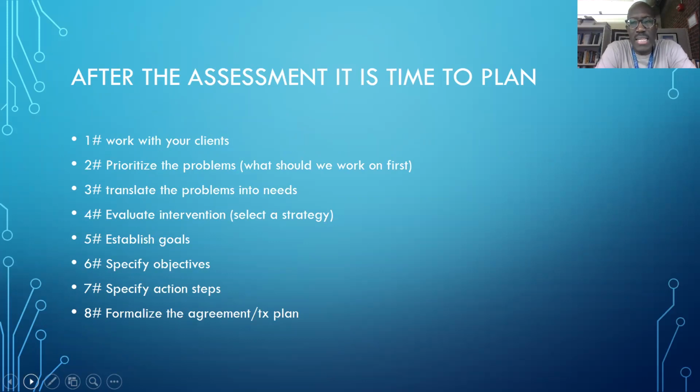So basically, there are 8 steps that we need to take a look at when you're doing the planning. One, you have to work with your client. You have to prioritize problems, translate problems into needs, evaluate your intervention in terms of selecting a strategy that's going to work, that you hope will work, establish goals, specify objectives, specify the action steps, and then formalize the actual treatment plan. We're going to walk through each one of these so you will get a good sense of what we're talking about and what's expected.